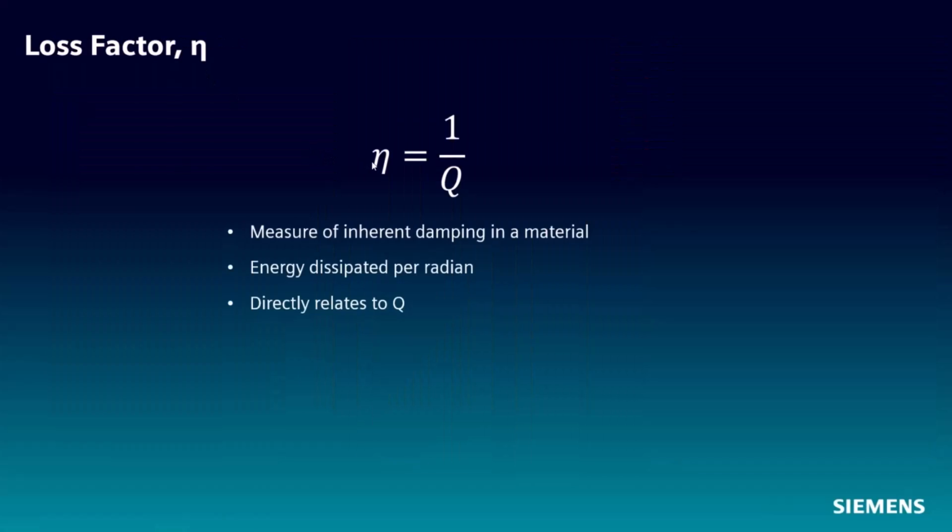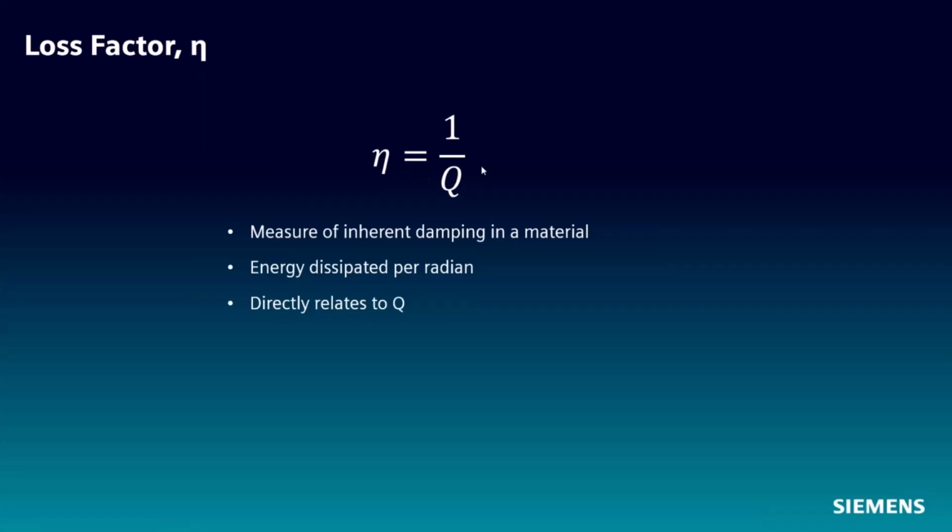Loss factor is another way to describe damping. We relate this to 1 over Q, but what loss factor is really looking at is a hysteresis loop between stress and strain, and it's a good measure of a material's damping. And what this is really looking at is how much energy gets dissipated after 1 radian, if you're looking at the time domain. And this relates directly to Q, right? Q is also based on energy dissipation.